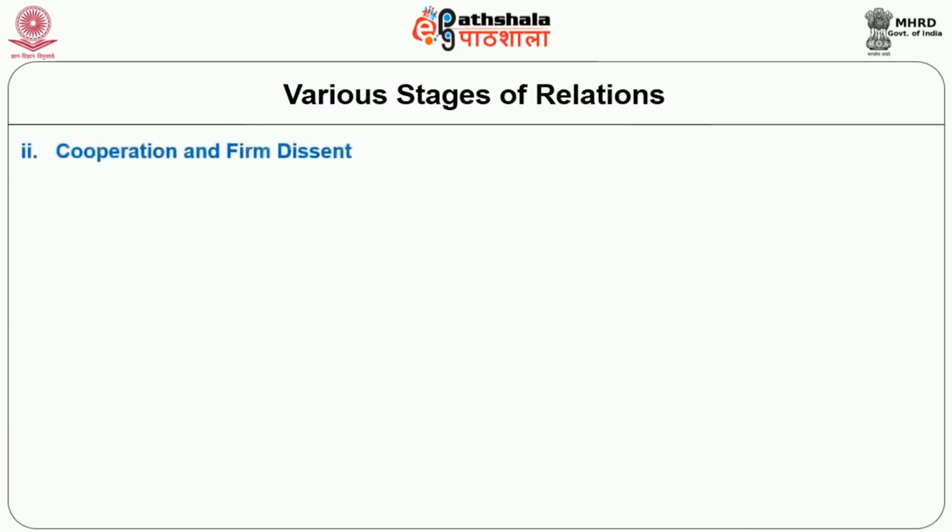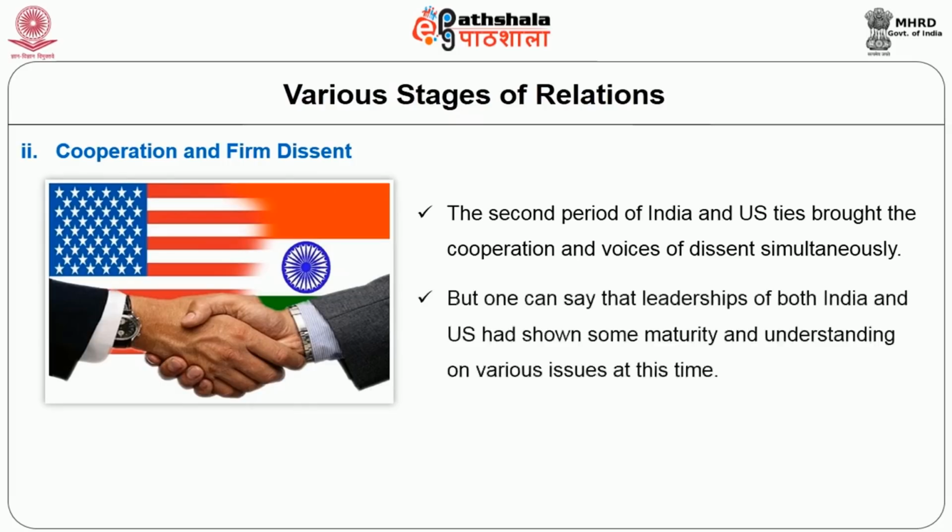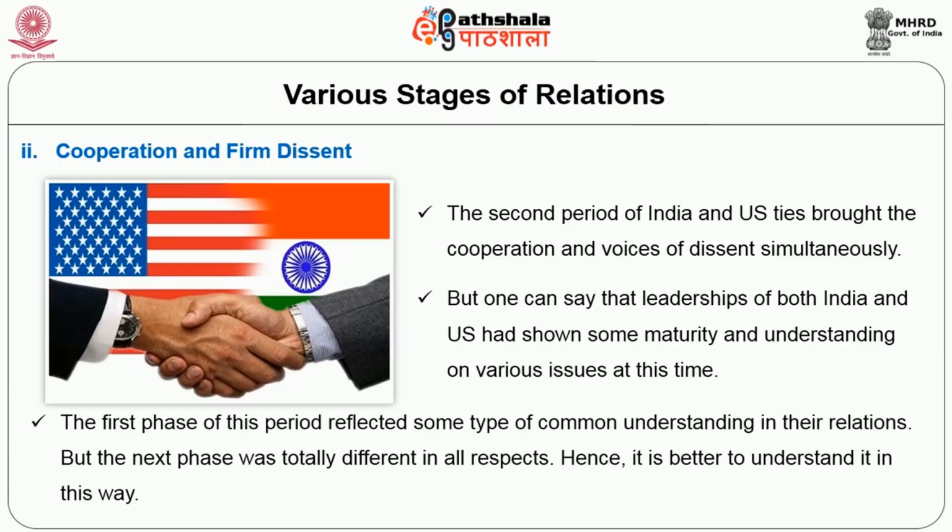Cooperation and firm dissent. This second part of India and US ties brought cooperation and voices of dissent simultaneously. But one can say that leaderships of both India and US had shown some maturity and understanding on various issues at this time. The first phase of this period reflected some type of common understanding in their relations, but the next phase was totally different in all respects. Hence, it is better to understand it in this way.